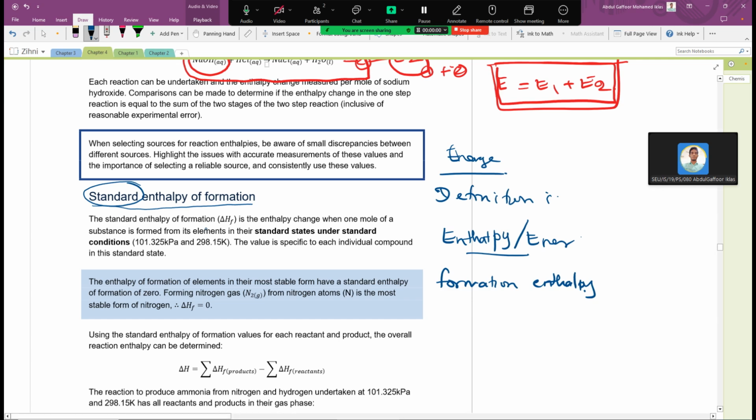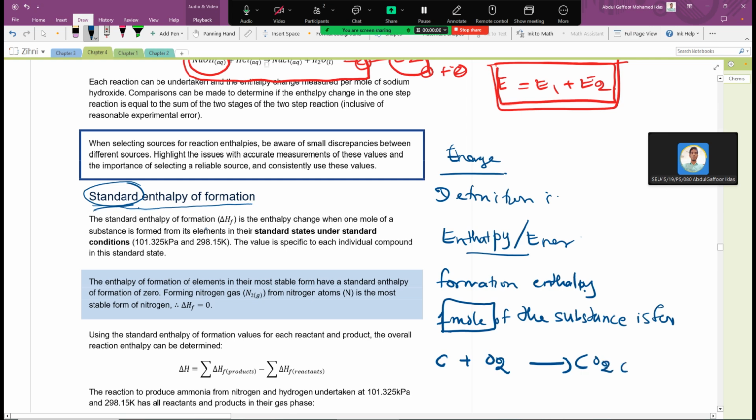So when we ask the definition of standard, then you have to mention that 1 mole of the substance is formed, right? 1 mole of the substance is formed. So you have to mention the amount as 1 mole for standard, right? Okay, so formation, for example, let's say from carbon and oxygen, CO2 is formed, right? Now CO2 exists as gaseous state, right?